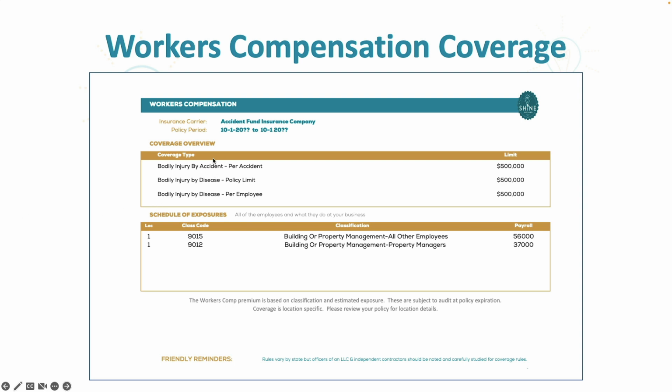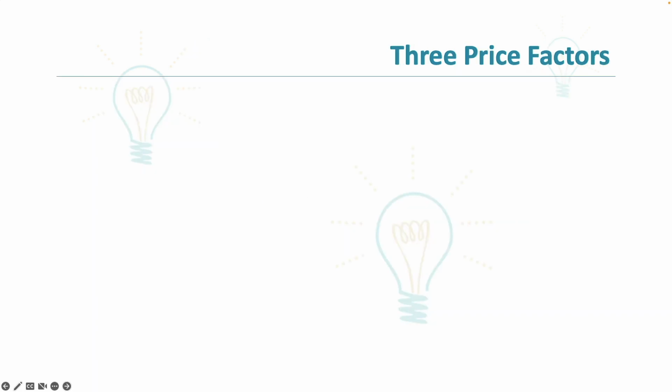So the top one is by accident, and the next two are by disease. So let's say you had some kind of pollutant in your business and your employees became sick because of that pollutant. Then these are the numbers that would be per employee and then the policy limit. So if one employee had a $500,000 loss, then there would be no more than that available on the policy. So that is the limits, and I hope that makes sense.